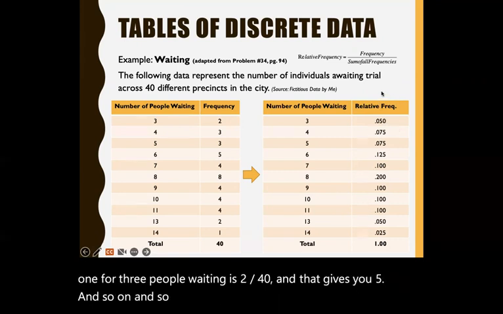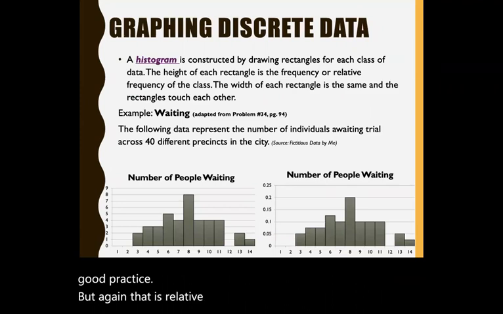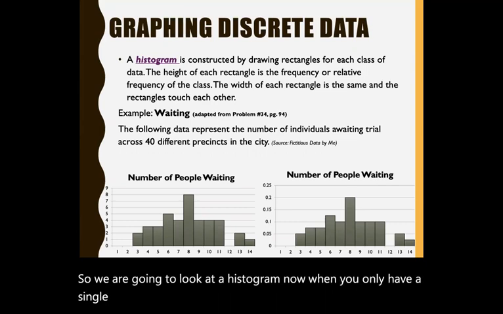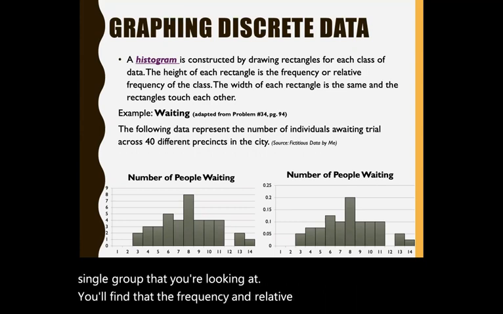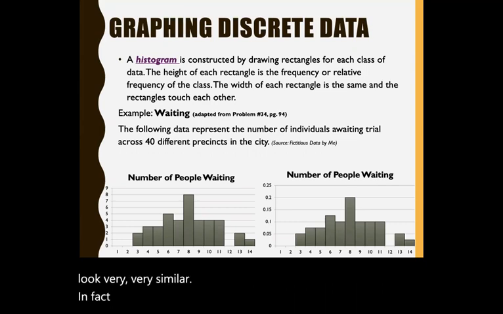If you want to do all these calculations, it's good practice. But again, that is relative frequency. So we are going to look at a histogram. Now, when you only have a single group that you're looking at, you'll find that the frequency and relative frequency histograms look very, very similar. In fact, identical, except for the vertical axis.